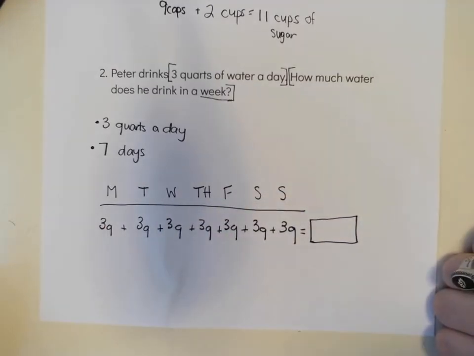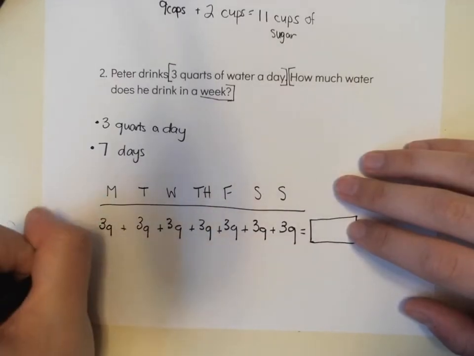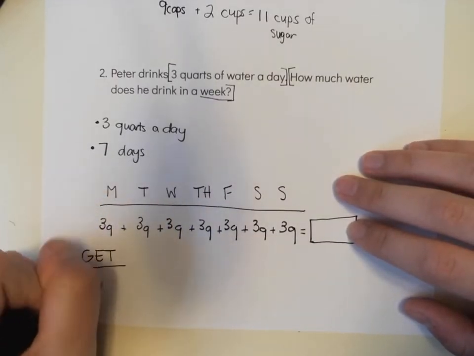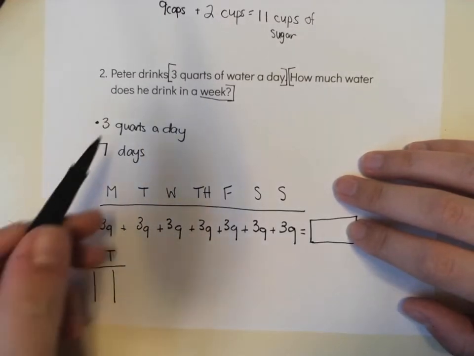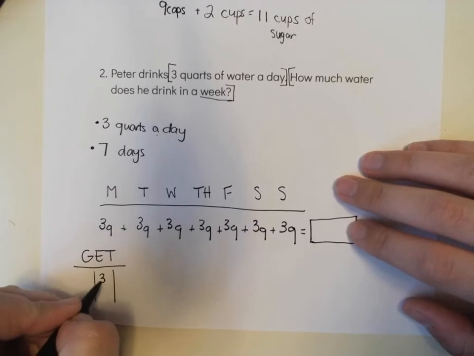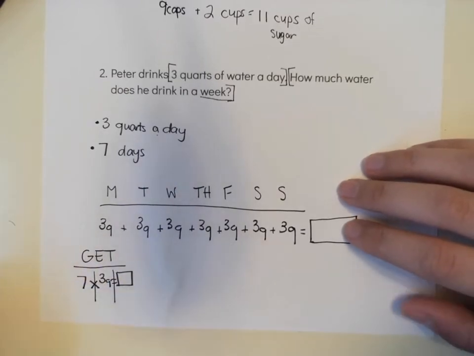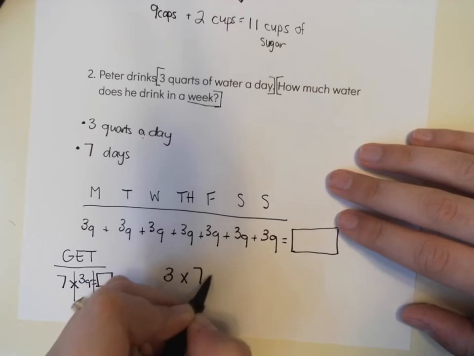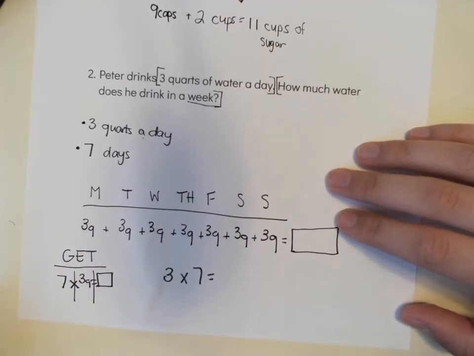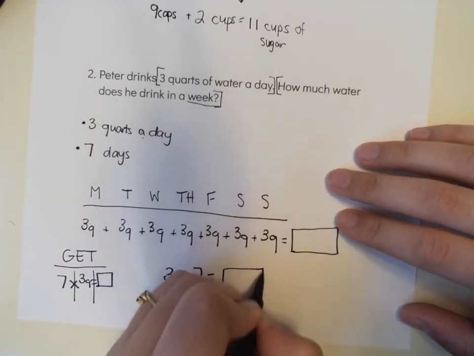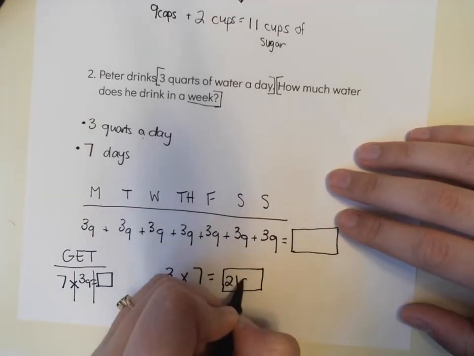Now, is there an easier way that we could do this? This helps us arrange our thinking, but is there an easier way to find that answer? Right, if we think about our chart, we know that he drinks 3 quarts each day. So 3 quarts each day. For how many days? For 7 days, or 7 groups, right? If we have our groups and how many in each, we're going to multiply to find our total, right? So we would write 3 times 7. Now, what is 3 times 7? Right, 3 times 7 is 21 quarts.